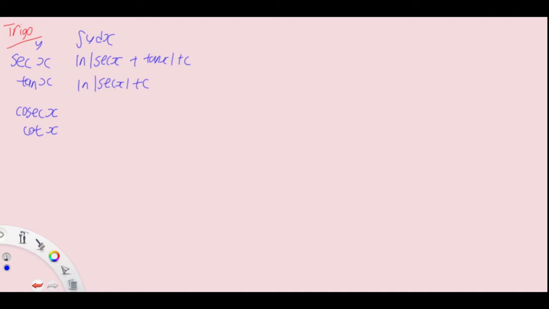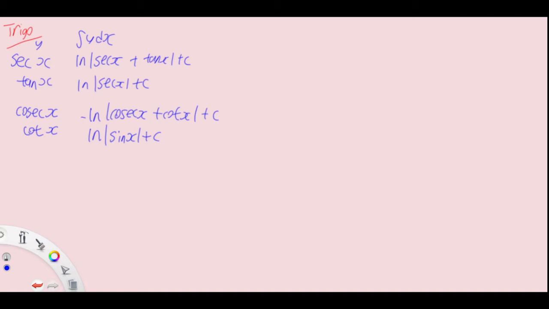For cosecant x, it is actually the same, right? Ln modulus of cosecant x plus cotangent x. The difference is that there's a minus sign in front of the ln. Same thing for cotangent x, there are some slight differences. It's just ln modulus of sin x plus c. So it's not ln cosecant x, unfortunately.